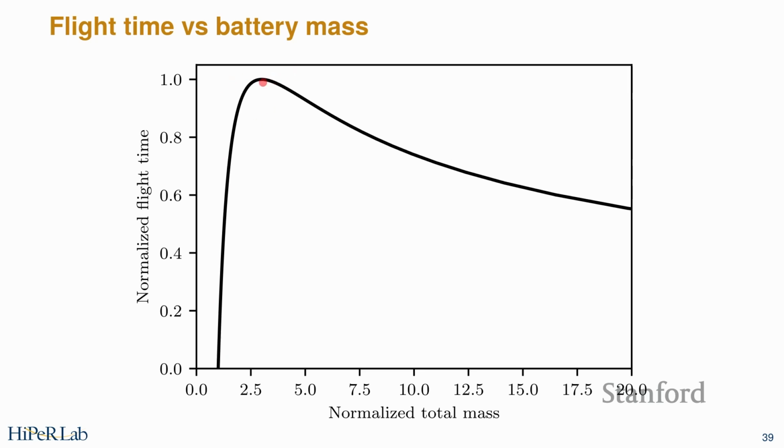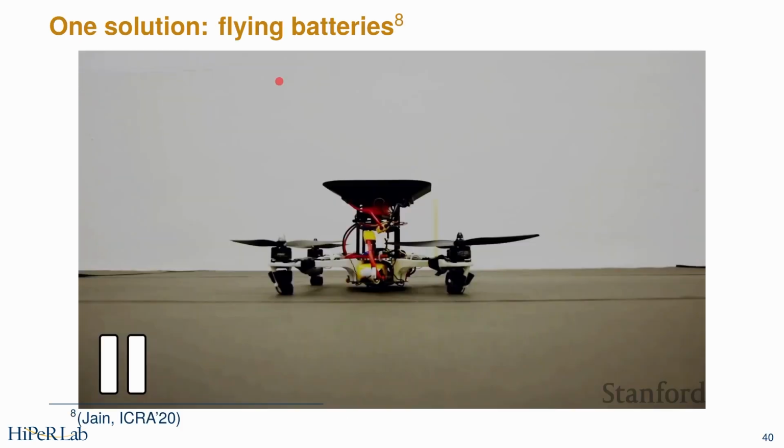And then there's some maximum beyond which adding more energy to your system actually costs you flight time. Why is this? Well, loosely because batteries don't get lighter as you deplete them. So at some point, the cost of carrying that additional energy, you have to carry it empty all the time. That ends up costing you more than it gains. So there's some fundamental limit to how long you can fly, no matter how efficiently you design your system. And that's unless you cheat.